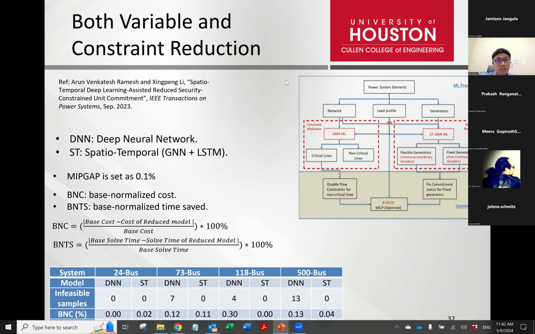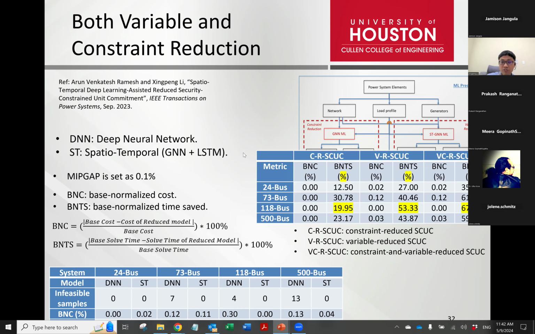Okay. This slide shows a combined strategy. It combines the third and the fourth strategies. So we try to reduce both variables and the constraints. Okay. So when we try both, we can still obtain very good results while reducing the computing time a lot.